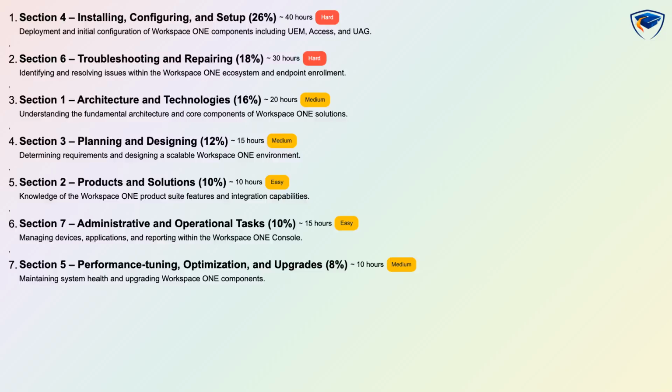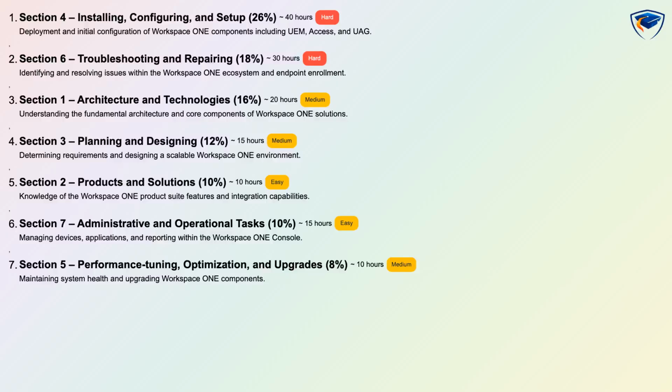Section 4 Installing, Configuring, and Setup carries 26%. Section 6 Troubleshooting and Repairing is 18%. Section 1 Architecture and Technologies is 16%. Section 3 Planning and Designing is 12%. Section 2 Products and Solutions is 10%, Section 7 Administrative and Operational Tasks is 10%, and Section 5 Performance Tuning, Optimization, and Upgrades is 8%.